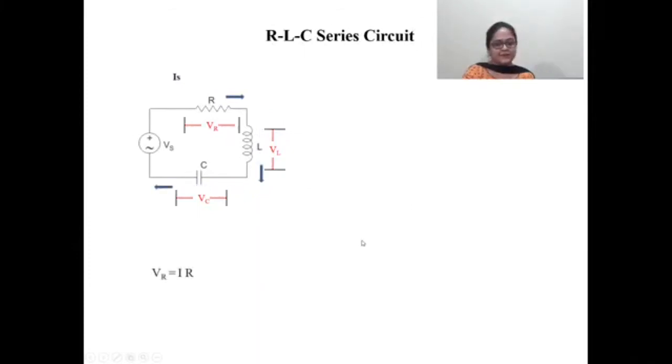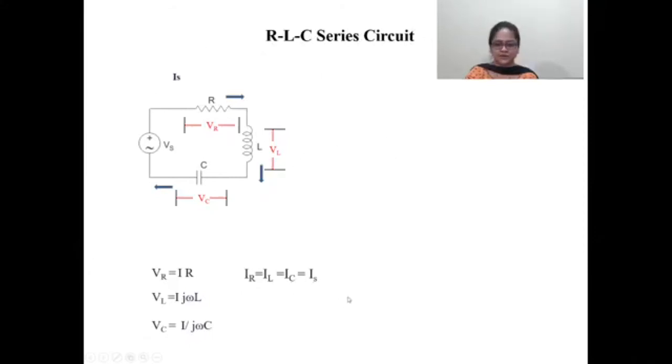Now, VR is given by I into R as per Ohm's law. For VL, the resistance is denoted here by R. Similarly, we are denoting the inductance by j omega L. So, VL is given by I into j omega L. VC is given by I upon j omega C. These are the formulas for the voltages across the passive elements connected in series. And as we all know, when elements are connected in series, the same current flows through all the elements. So we will be writing down IR is equal to IL is equal to IC is equal to IS, that is the source current.